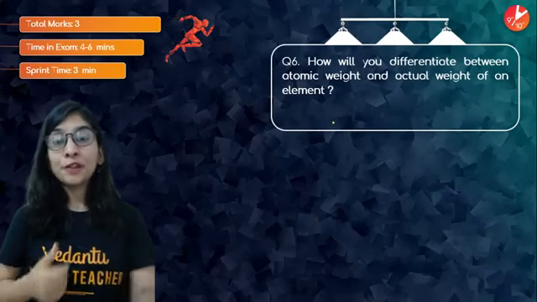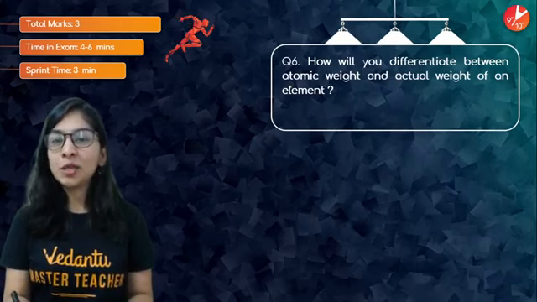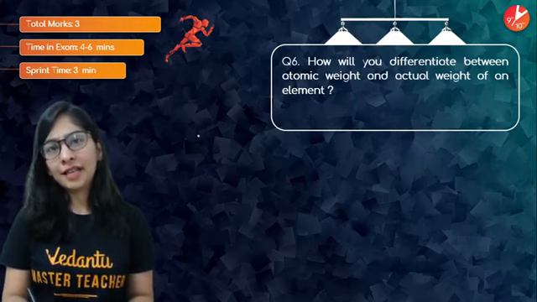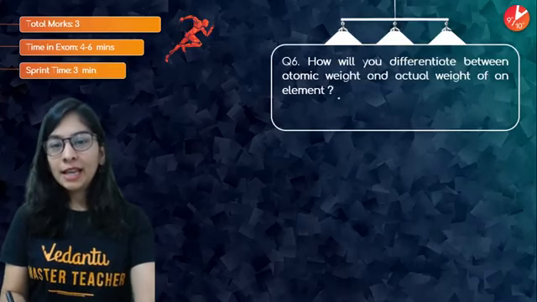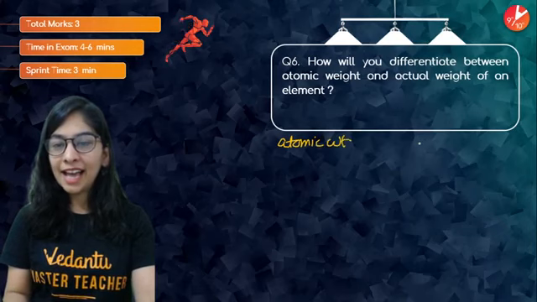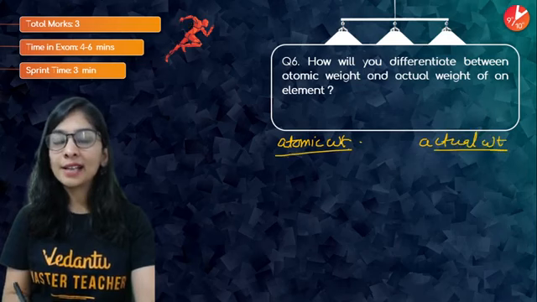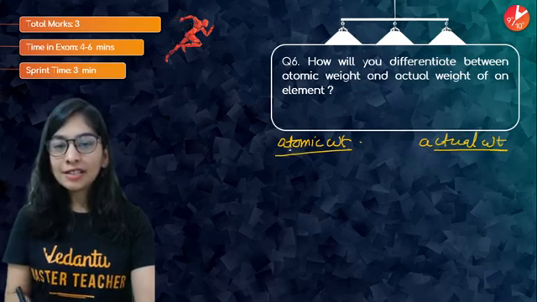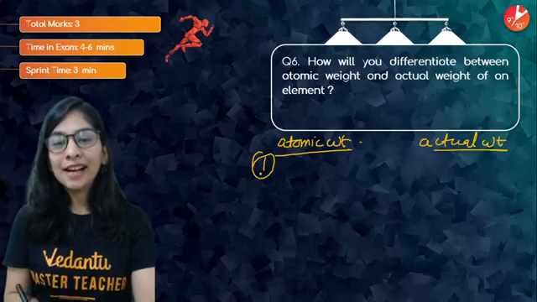So this question is for 3 marks, and the question is, how will you differentiate between atomic weight and actual weight of an element? If you write 3 points, that will be good, with some examples. How to differentiate between atomic weight and actual weight is a question that so many students were asking me. Isn't it awesome to know what difference they both have?